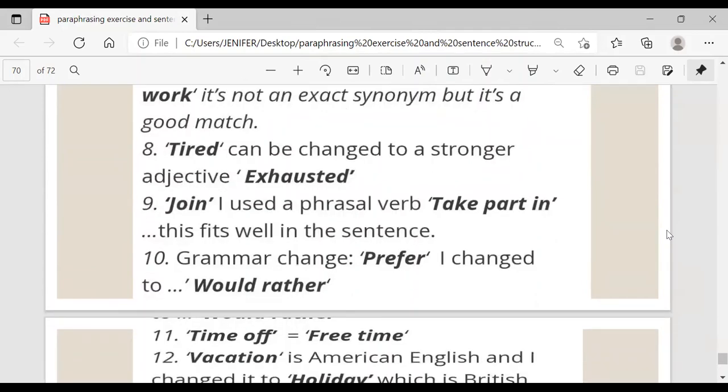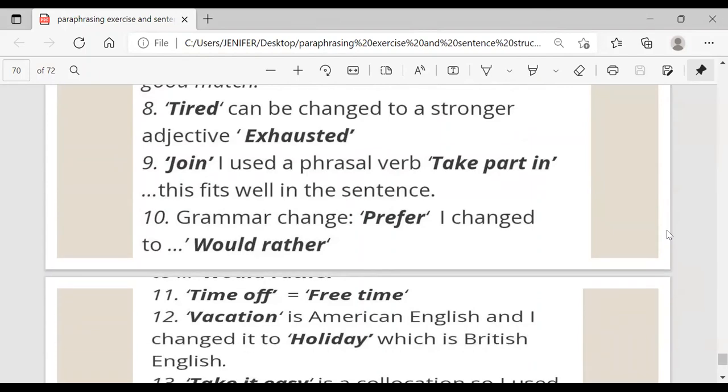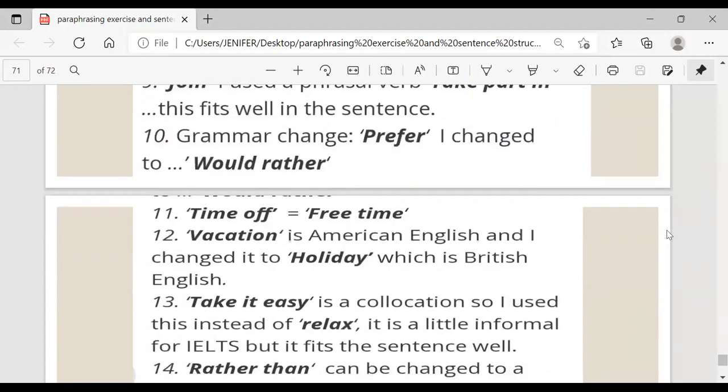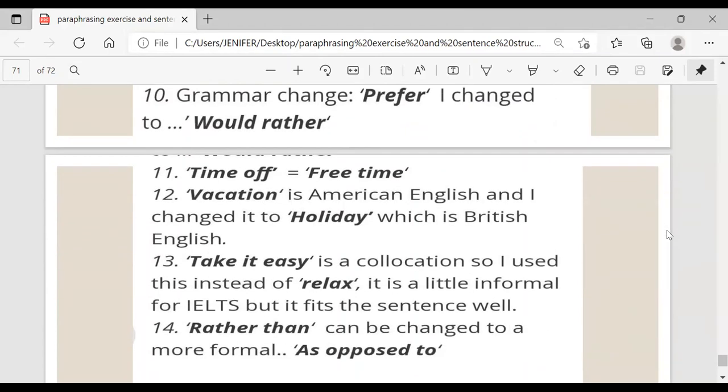Tired can be changed to a stronger adjective, exhausted. Join, I use the phrasal verb take part in; this fits well in the sentence. Grammar change, prefer, I change to would rather. Time off, free time. Vacation is American English, and I change it to holiday, which is British English. Take it easy is a collocation, so I use this instead of relax.